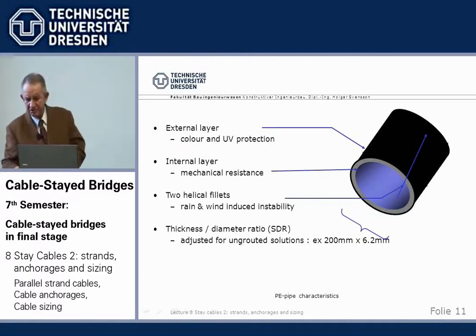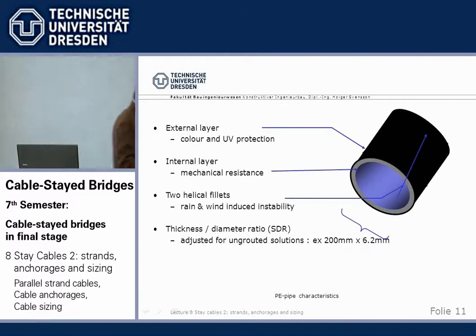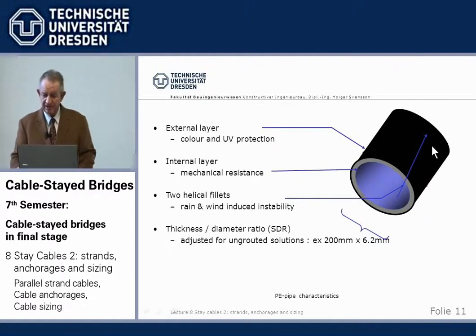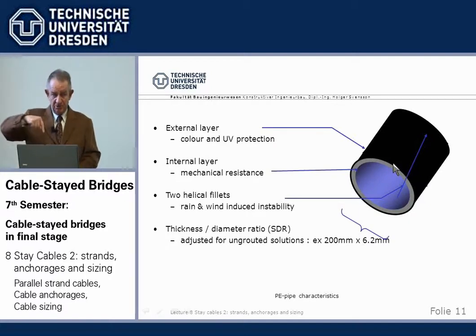The picture is not very good, I'm afraid. No, you can't see. No, it's all black. I must use a better one. But basically, we have the internal, say, 6, 7, 8 millimeters mechanical strength. Then there is an outer coloring area. And today, we have helices around, like the Scruton helix you may have heard, against rain-wind induced vibrations.